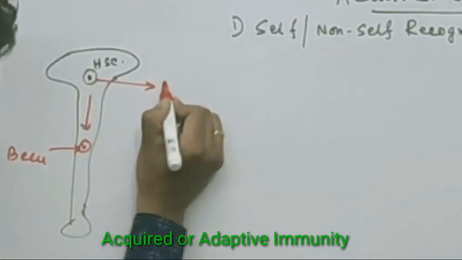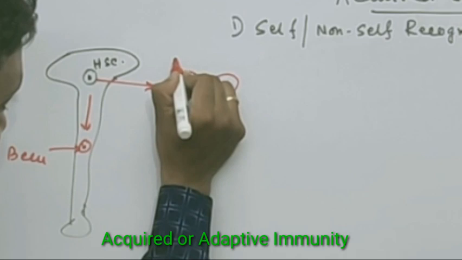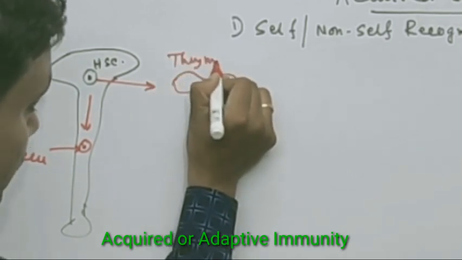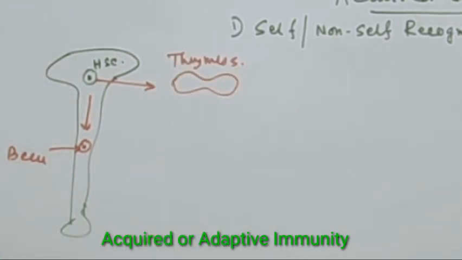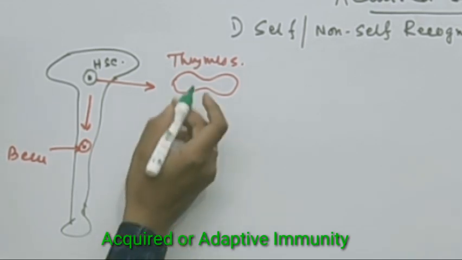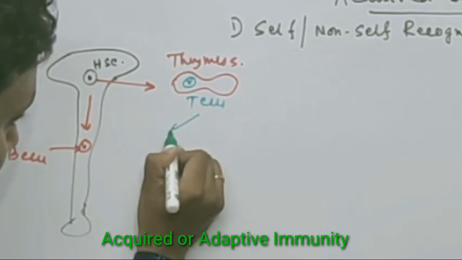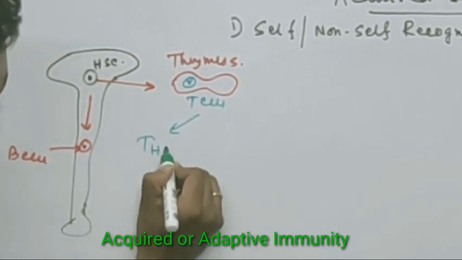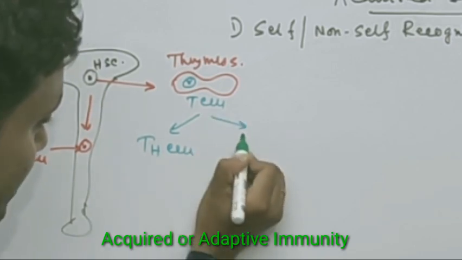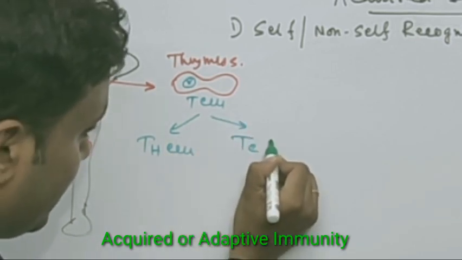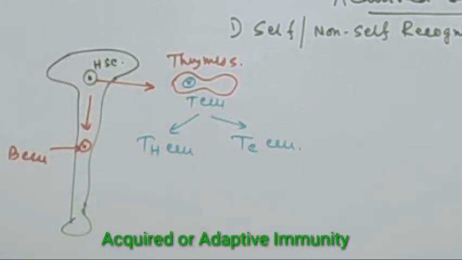And the hematopoietic stem cells which go to the thymus and are differentiated in the thymus are called T cells. These T cells are usually of 2 types: the TH cell, or helper T cell, and the TC cell, or cytotoxic T cell.